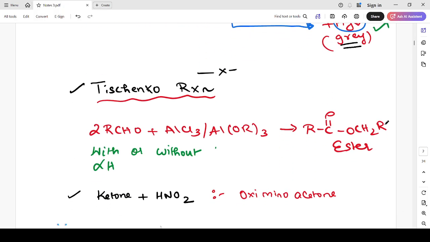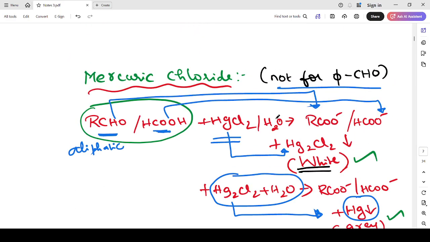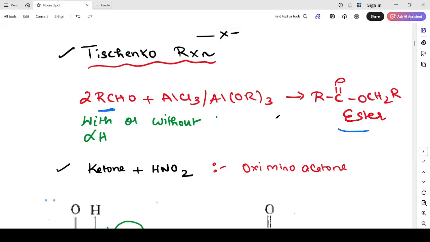The next reaction is the Tishchenko reaction, where we convert an aldehyde into an ester. It is a very probable reaction. Tishchenko is even provided in NCERT. The reactions you saw here, like Schiff's reagent or mercuric chloride, are not provided in NCERT. As I told you, 100% of whatever is provided in NCERT definitely replicates in your JEE question paper. So Tishchenko appears in NCERT.